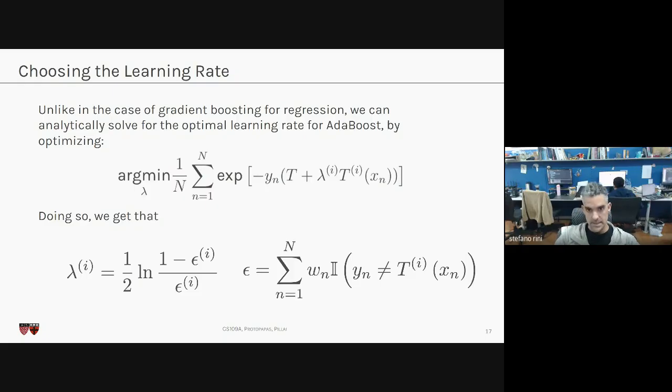So the learning rate doesn't need to be adapted using some rule of thumb based on the gradient magnitude. So we are minimizing over lambda, right? We want to find over the parameter lambda what is the minimum of this exponential error. And if we do this, we obtain that the optimal solution depends on this epsilon according to this logarithmic function. And this epsilon corresponds to the number of errors that have been made in the classification at step i.